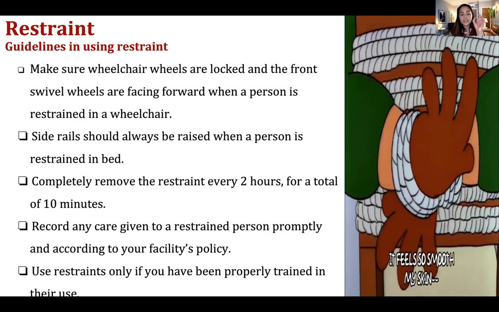Use restraint only if you have been properly trained in its use, because this is a legal issue. So you should be careful in applying restraint. So this is our topic.